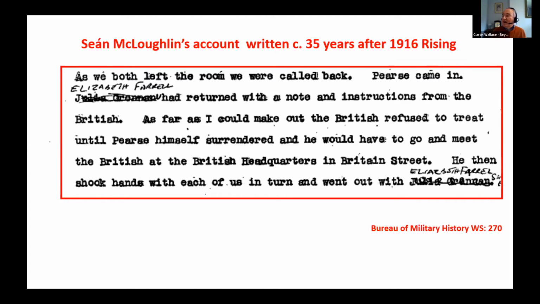And McLaughlin writes, Pearse, who's the leader of the rebels, Elizabeth Farrell came in with a note about negotiations with the British. Pearse himself said he'd have to go and surrender. And then the last sentence, he then shook hands with each of us in turn and went out with Elizabeth Farrell. So this is a document produced by a guy many years later, but he was in the room at the time. And you can see he's altered his own memory. He's corrected his own memory by writing in the name Elizabeth Farrell.